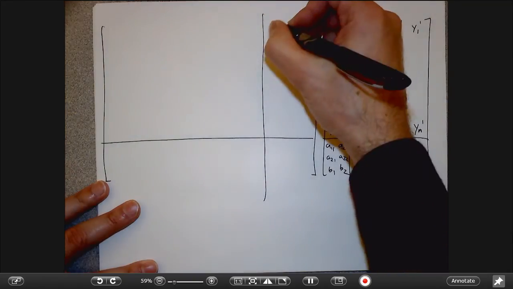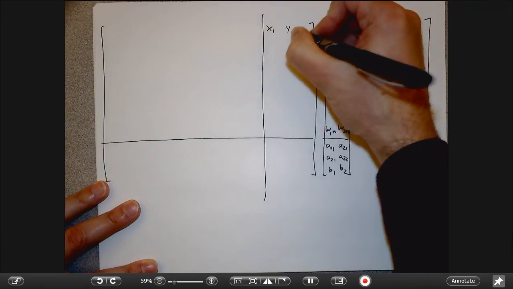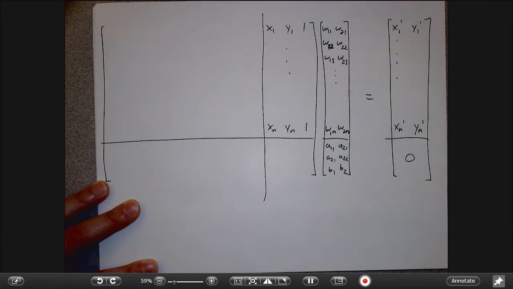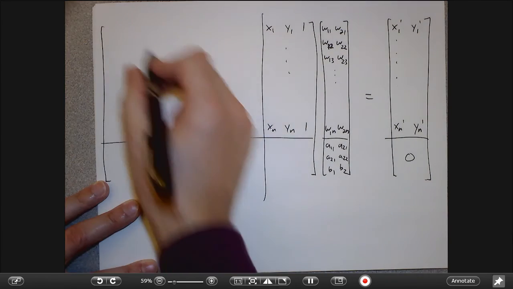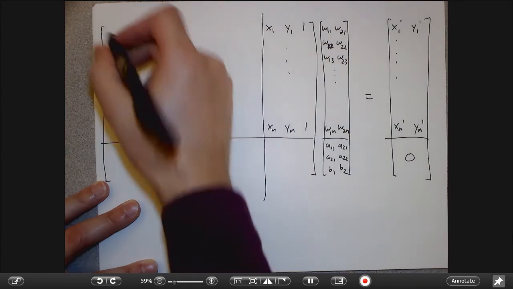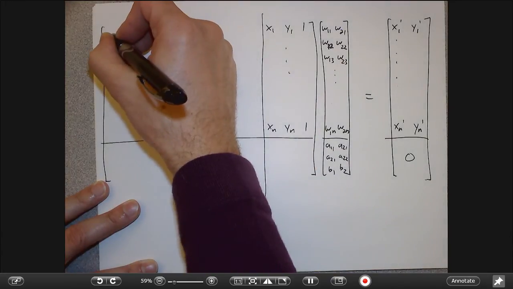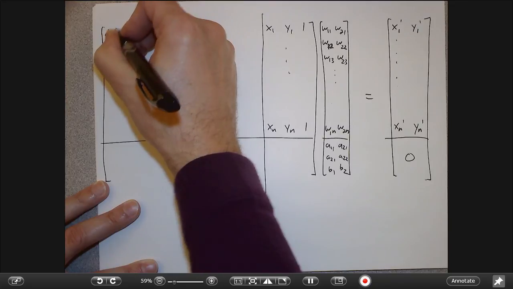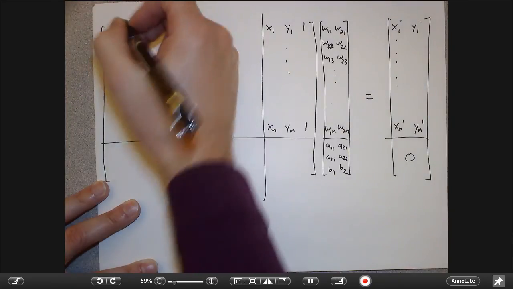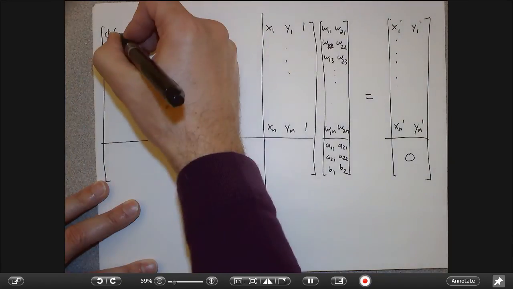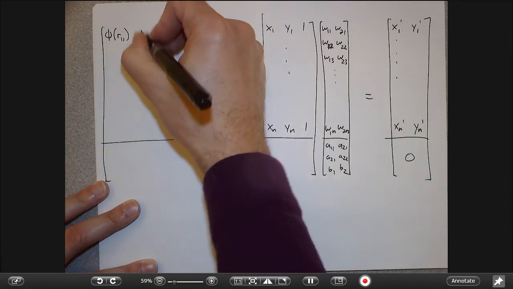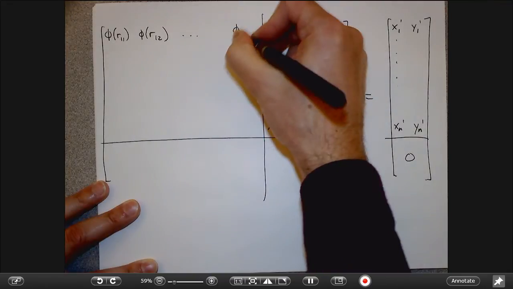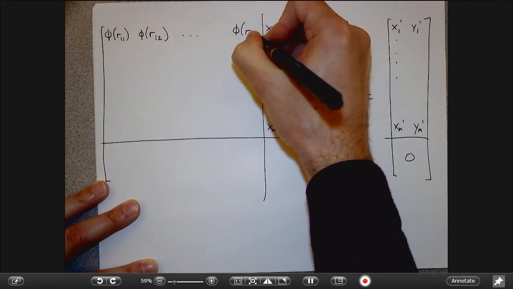These are just going to be like x1, y1, 1, all the way down to xn, yn, 1. And then what's going to be multiplying all these w's are these phis, right? So I'm going to have basically phi here. Actually, to make this a little bit easier, I'm going to abbreviate these radii like this. So basically this is like saying how far away is point 1 from point n, and so on.